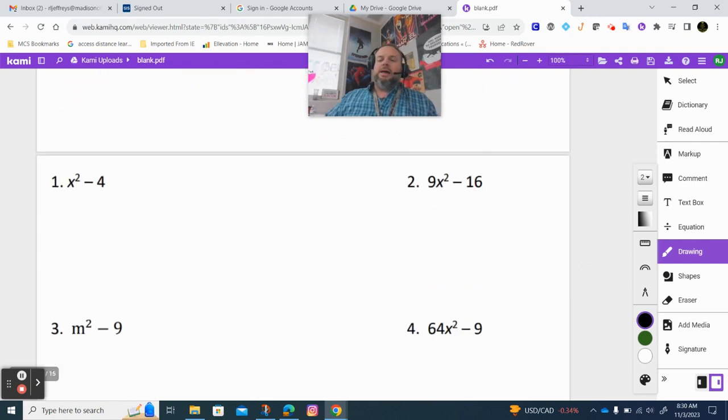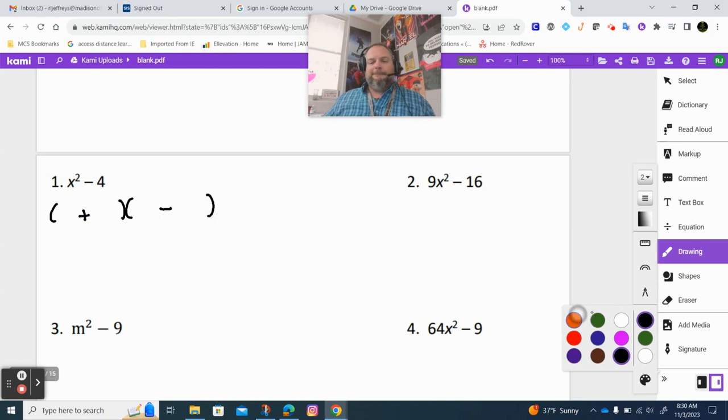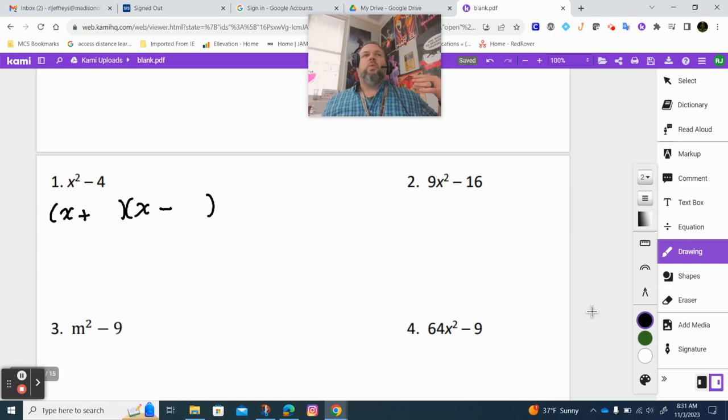All right, so let's do one together. Let's look at number one. We know we're going to have two sets of parentheses. One's going to have a plus, one's going to have a minus. Well, the square root of any variable squared is just going to be that variable. So x and x. What is the square root of 4? 2. There we go.